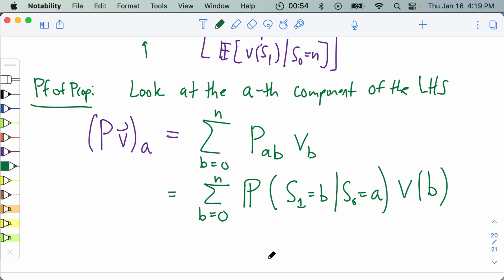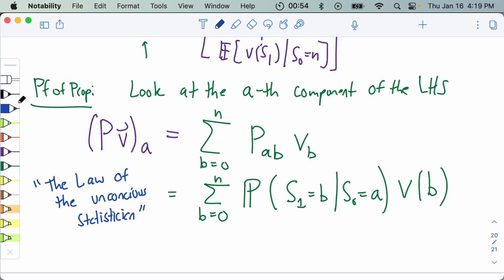Some people give this rule a really funny name. They call it the law of the unconscious statistician, which is a silly name. I don't really know the origin story of this. Why is he unconscious? I don't know. Unconscious statistician.